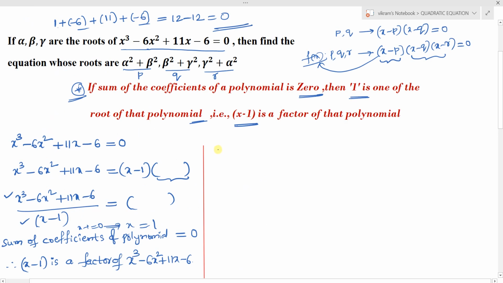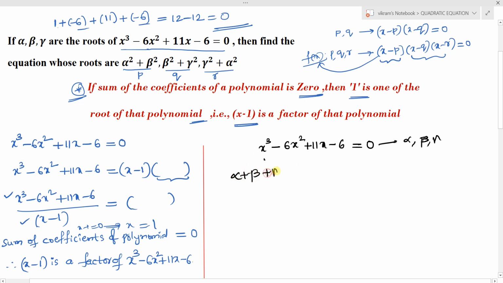Now we have found this with the help of one thing: if the sum of the coefficients is 0, then 1 is a root. If this concept is not known to us, how do we solve this? We have another alternative. He has given x cube minus 6x square plus 11x minus 6 is equal to 0. Let alpha, beta, gamma be the roots. Then what is the sum of the roots for this cubic equation?